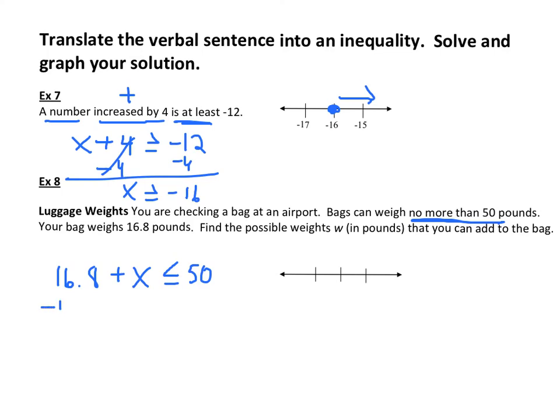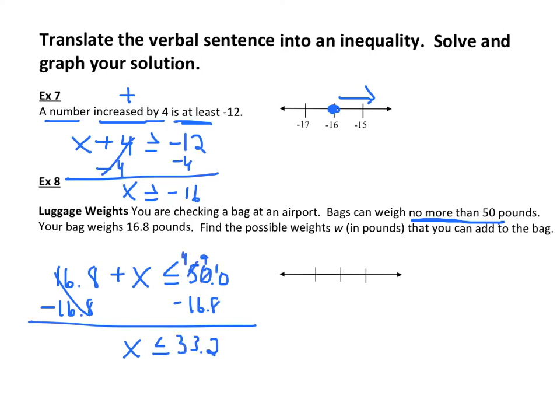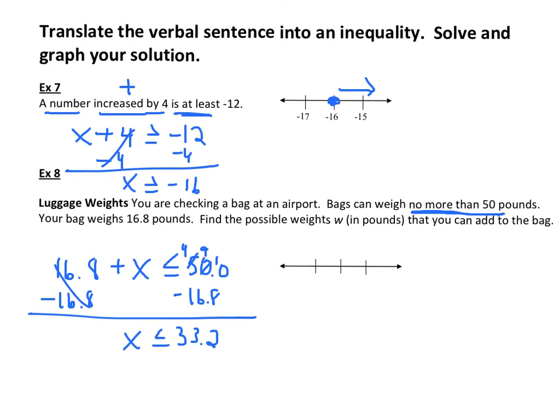So we can subtract 16.8 from both sides, and I would get x is less than or equal to 50.0 minus 16.8. Okay, so when we subtract, we get x has to be less than or equal to 33.2 pounds. So how do we graph that? We do it with a closed circle, and we put 33.2. x has to be less than or equal to 33.2, so we're going to go to the left on our graph.